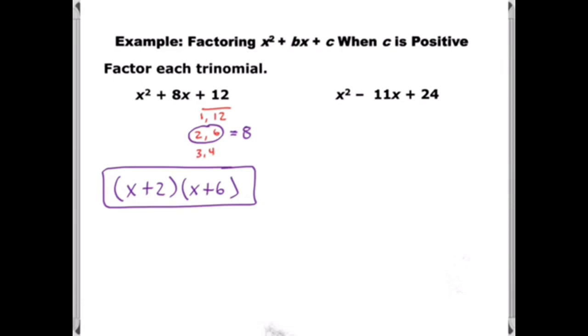In the fourth example, same idea, factors of 24 that add up to be negative 11. So they both have to be negative. So we've got negative 1, negative 24, negative 2, negative 12, negative 3, negative 8. Well, I think we've got a winner here. Negative 3 and negative 8 add up to be negative 11. So those are our two factors, and our factored form becomes x minus 3 and x minus 8.